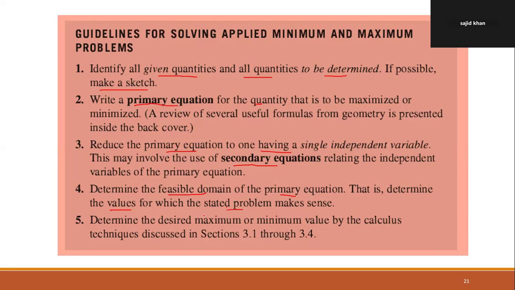So physically, the feasible domain means that you have the range of the input, and determine the desired maximum and minimum values by the calculus techniques we have discussed in the previous slides. First of all, take the critical numbers. After that, calculate the function value at the critical number and at the endpoints. Then you can easily judge the extreme values.